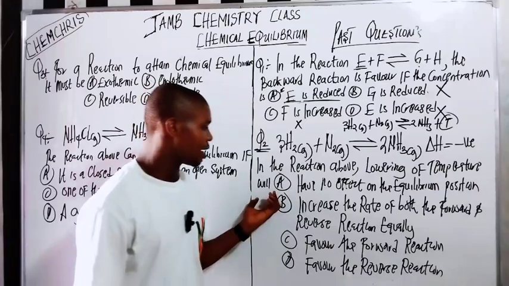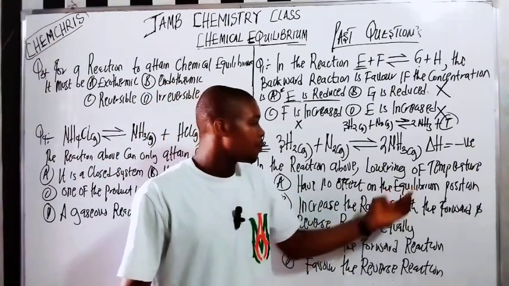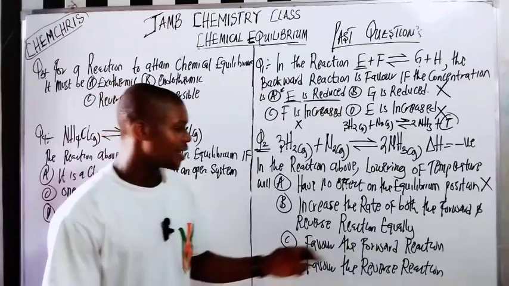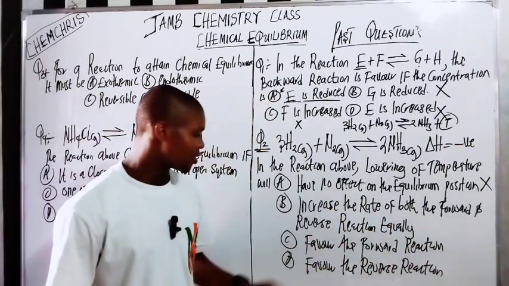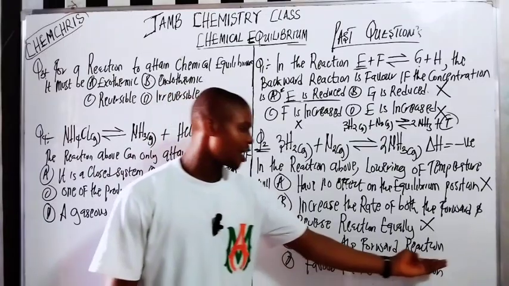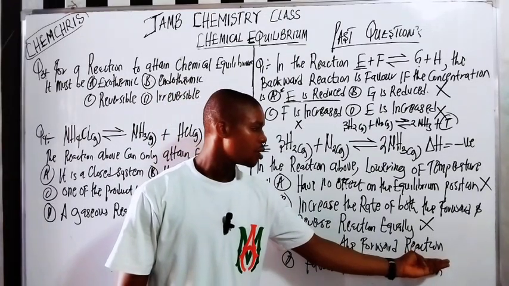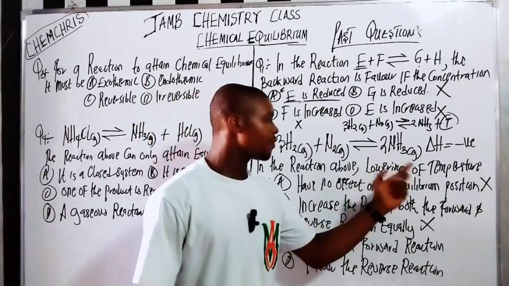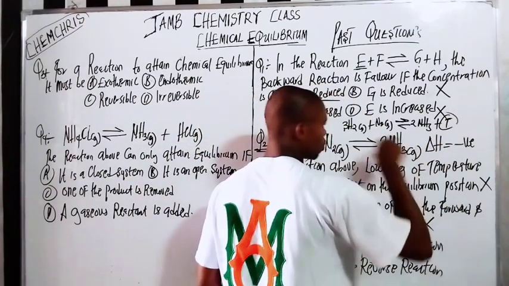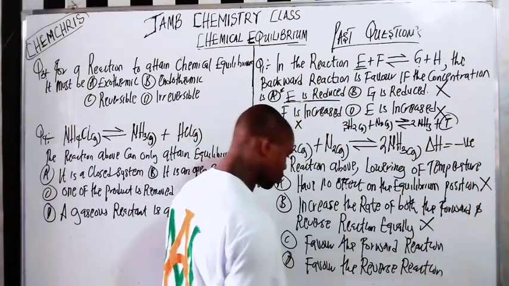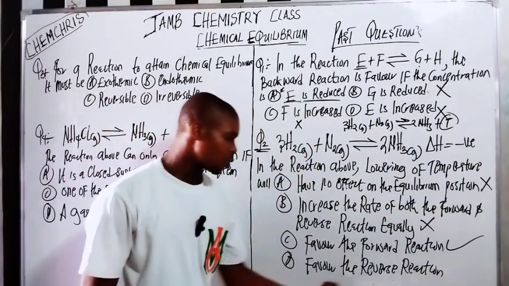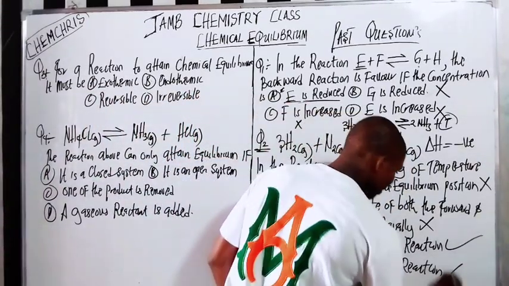So let's look at this here. Have no effect on the equilibrium position? No, this is not the answer. Just increase the rate of both the forward and reverse reaction? No, this is not the answer here. Favor the forward reaction, of course. Now it's going to favor the forward reaction. Why? Because when you reduce temperature, it will move forward. So this is the correct answer here. Favor the reverse reaction? No, this is not the answer here.